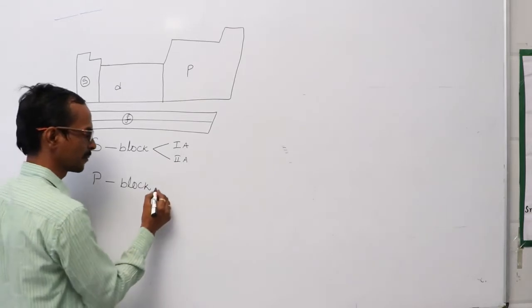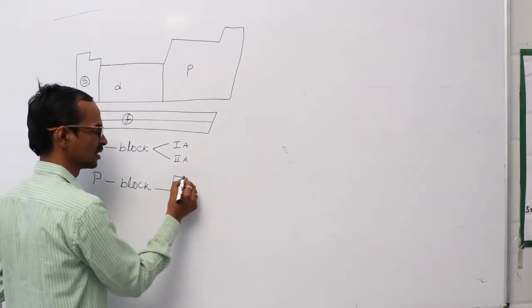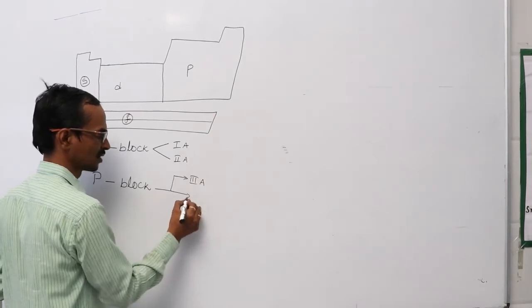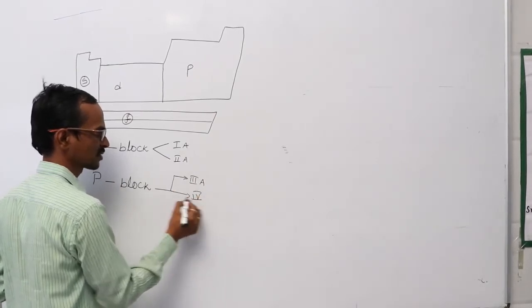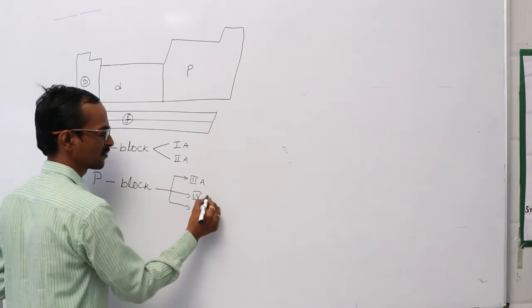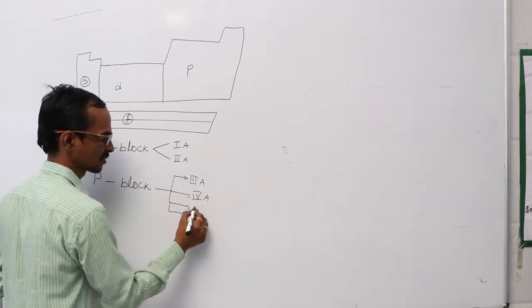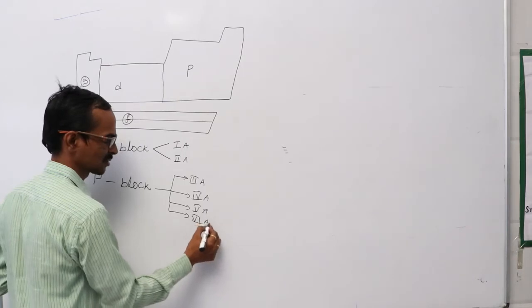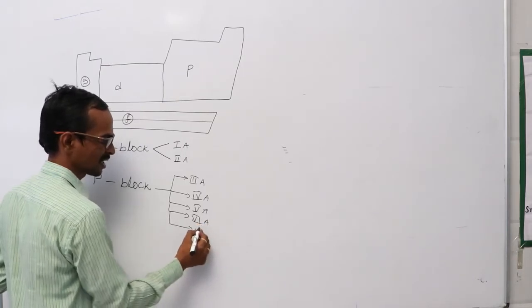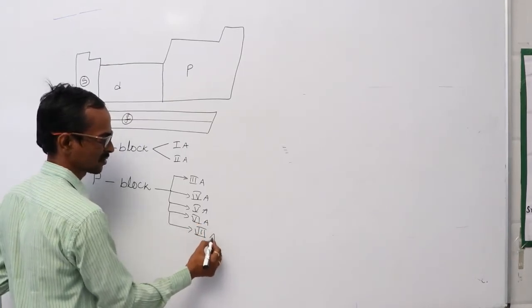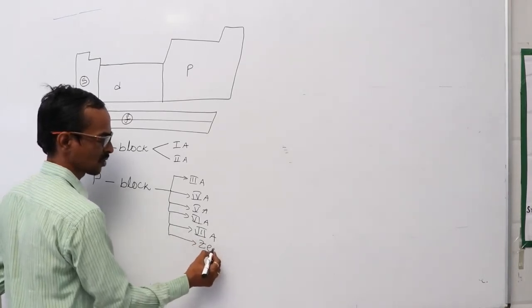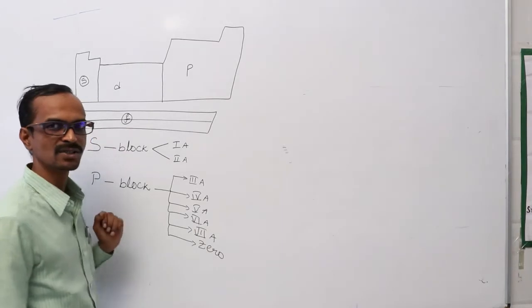What are they? Here we can say 3rd A group elements, next 4th A group elements, 5th A group elements, 6th A group elements, 7th A group elements, right? And the last one is the 0 group elements or 8th A group elements, right?